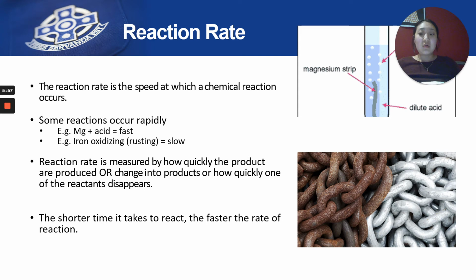We can measure reaction rate by observing how quickly the reactants change into products. Reaction rate is measured by how quickly the products are produced or change. The shorter the time it takes to react, the faster the rate of reaction. So nothing's too complicated so far.